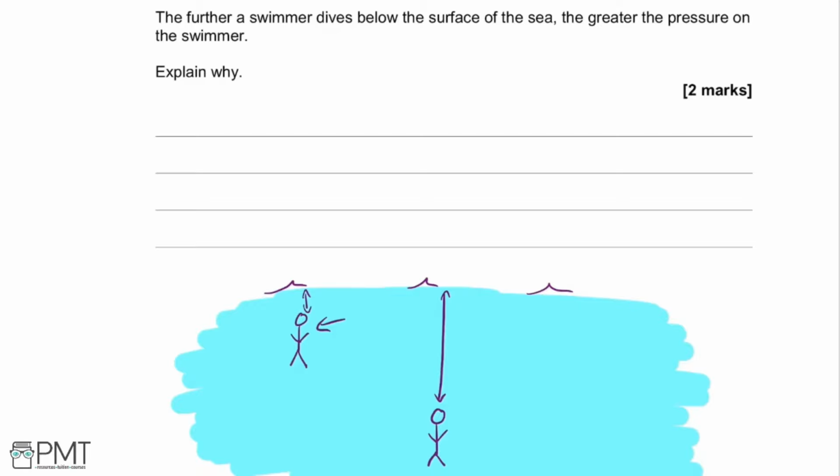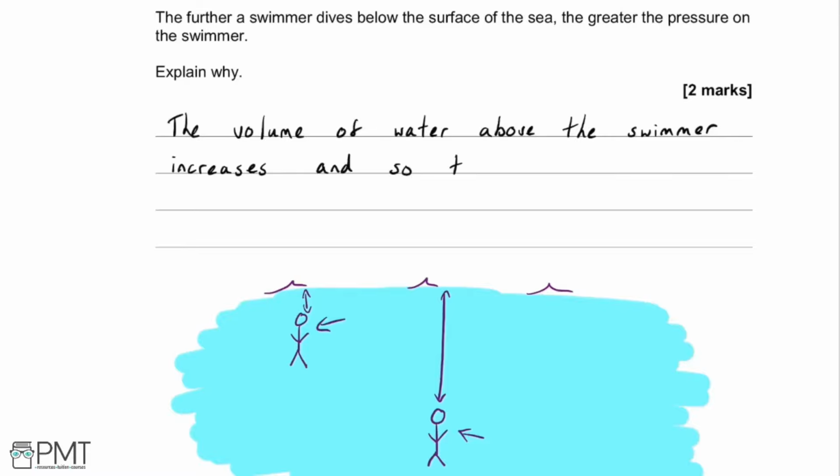Over here, the swimmer doesn't have a lot of water above them, and so the weight of that water that's above them isn't a lot, whereas down here they have a lot more water above them, and so there is a greater weight of the water acting on them, and that's what's causing the pressure to increase. So the answer to the question is that the volume of water above the swimmer increases, and so the weight of the water acting on the swimmer also increases.